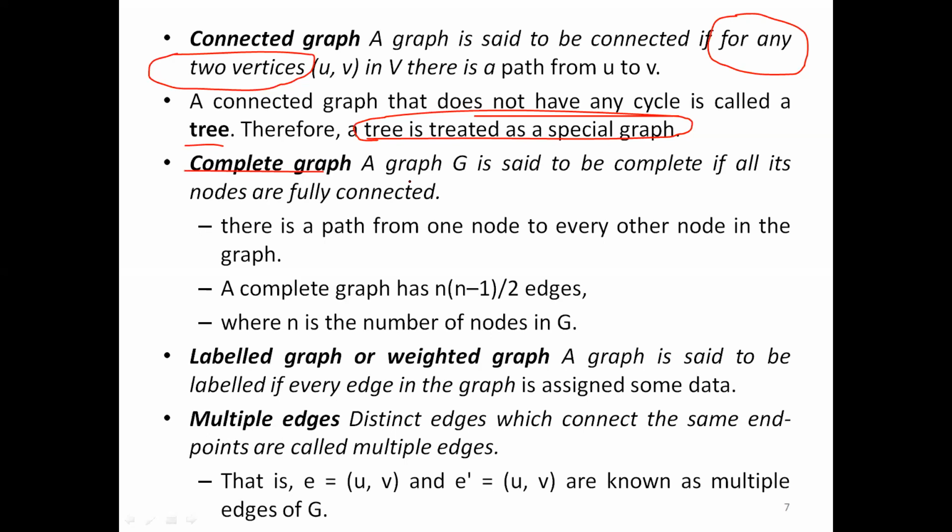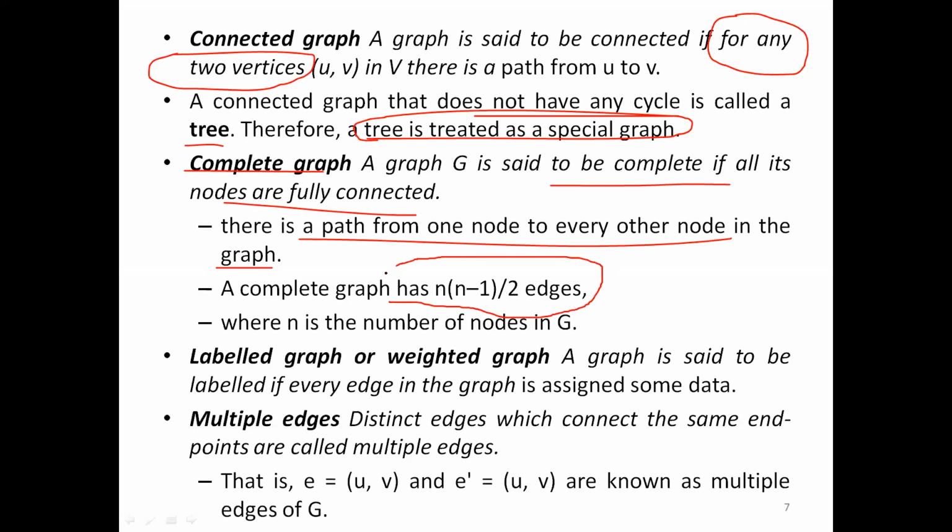Next, complete graph. A graph G is said to be complete if all its nodes are fully connected. There is a difference between a complete graph and a connected graph. For example, if I take any node and I want to reach 10, there will be a path. That type of graph I call a complete graph. There is a path from one node to every other node in a graph. I'll tell the difference. N into n minus 1 edges.